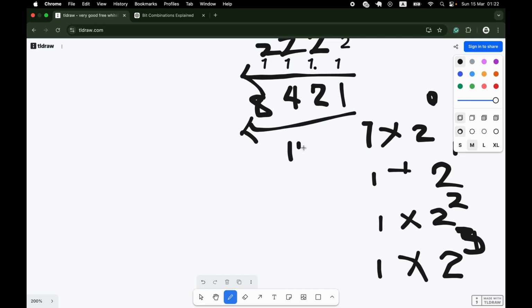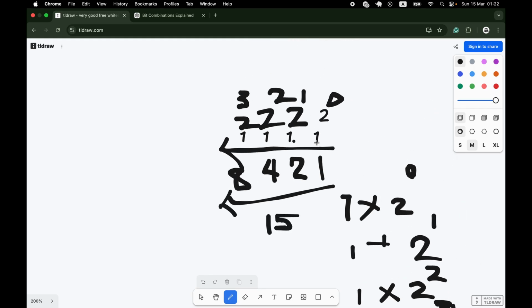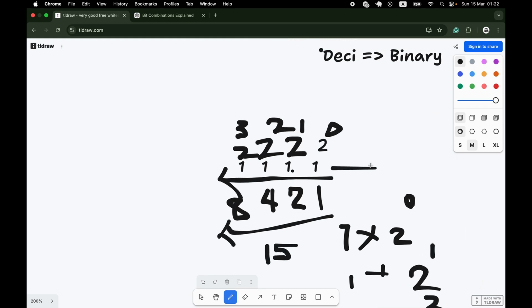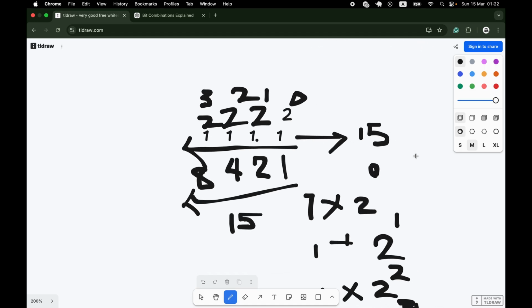So if we change again from this number to a decimal number, we get 15. So this is the relationship between binary codes and decimal numbers. The computer cannot directly understand 15. They have to change from decimal number to binary codes. So this is the relationship between binary codes and decimal numbers.